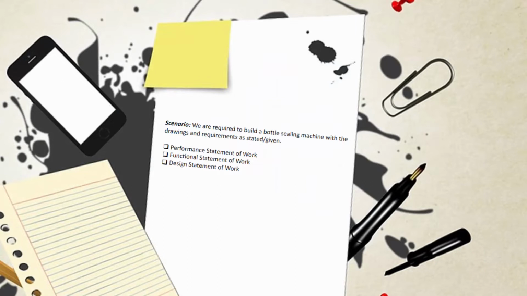Question. We are required to build a bottle sealing machine with the drawings and requirements as stated or given. So what kind of statement of work is this? Is it a performance statement of work, functional statement of work, or is it the design statement of work? Please answer with your comments.